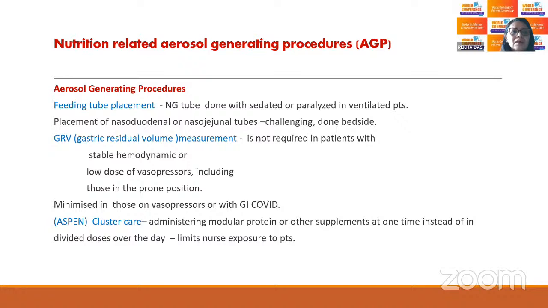But if it is too much of an exercise, it is better to go for parenteral nutrition. Whenever you are doing a tube placement, be careful that the patient doesn't buck or cough and is well sedated and paralyzed. Gastric residual volume measurement is not required in patients who are on stable hemodynamic parameters or a low dose of vasopressor and in prone position. It should only be done when patients need a high dose of vasopressor or are unstable. Cluster care: one form is administering modular protein or other protein supplements at one time instead of divided doses, which limits the nurse's exposure to the patient.